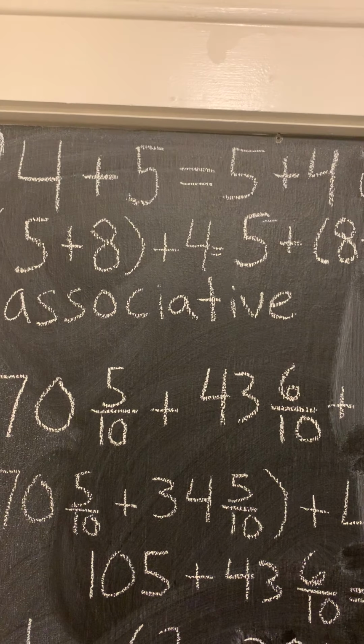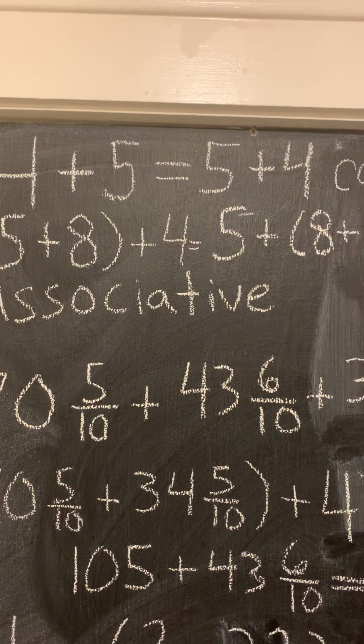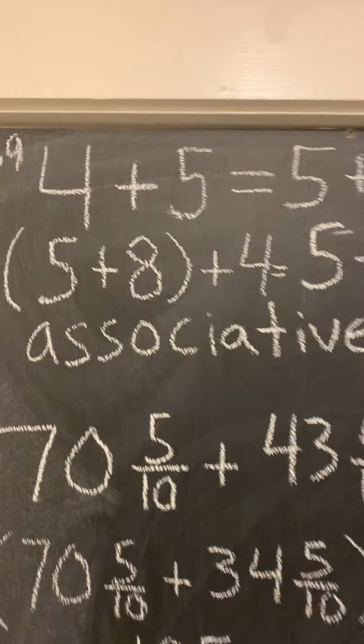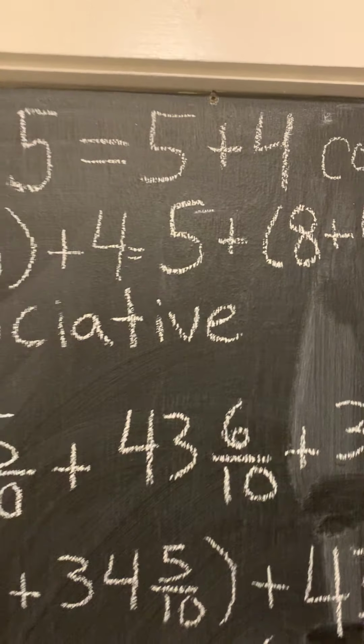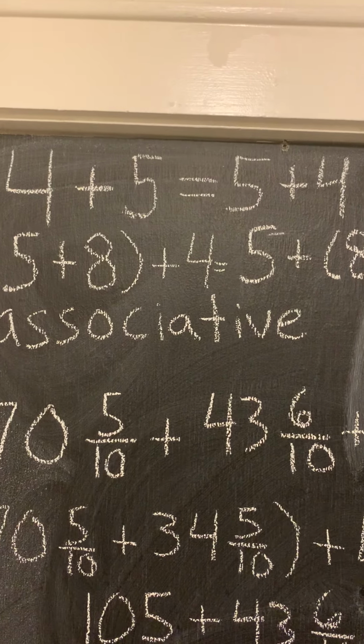That wouldn't be the case if this were a division problem. But in math, the commutative property states that we can have 4 plus 5, we can move it around to 5 plus 4, and we're still going to get the same answer, 9, right?